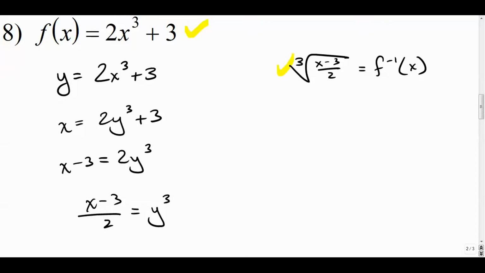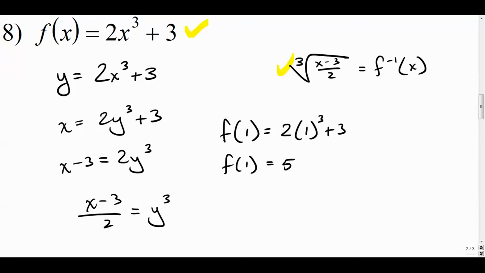You have a lot of different ways to check using your graphing calculators. You can simply just plug in a number. You know, f of 1, for example, is 2 times 1 to the third plus 3. That's 5. And if that's the case, if (1, 5) works in my original function, then (5, 1) should work in this one. So let's check that.